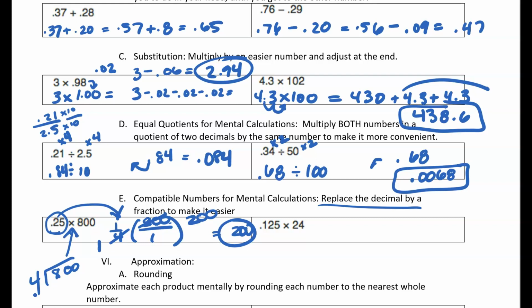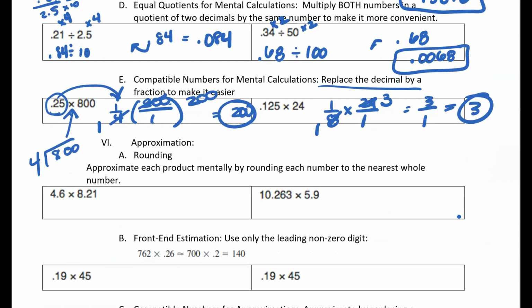So this one, 0.125, that's 1/8. So 1/8 of 24. So we could also do it that way. 8 goes into 8 once, it goes into 24 3 times. 1 times 3 is 3, 1 times 1 is 1, so you end up getting 3 for that one.